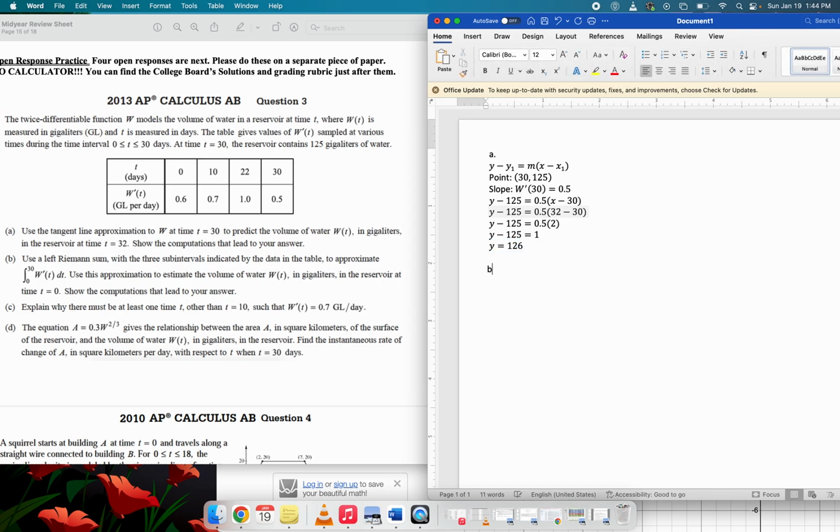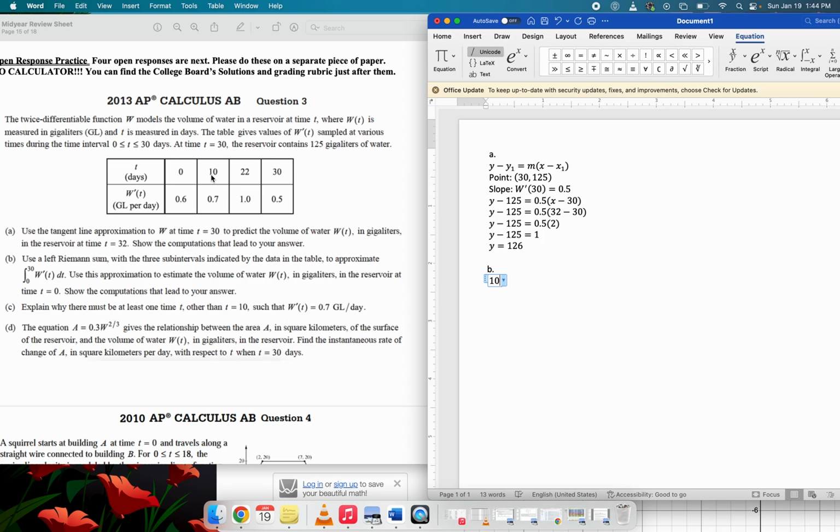Cool. Part B, use a left Riemann sum with the three subintervals indicated by the table to approximate the integral from 0 to 30 of w prime of t. And then it tells me to do other stuff. I'll do that later. Let me start by doing that Riemann sum approximation. So the entire interval goes from 0 to 30. The first subinterval goes from 0 to 10. So if I think about that rectangle, the width of the first rectangle is going to be 10.